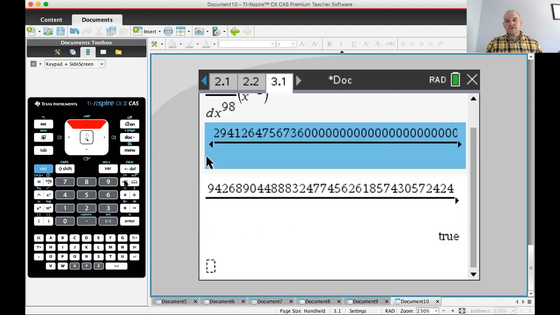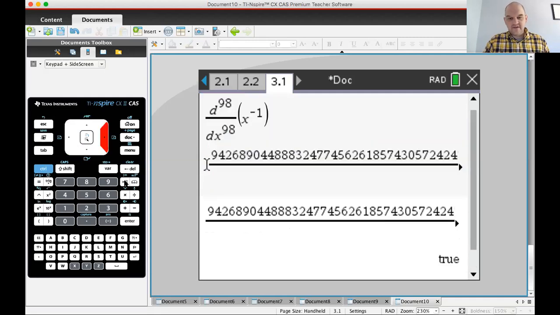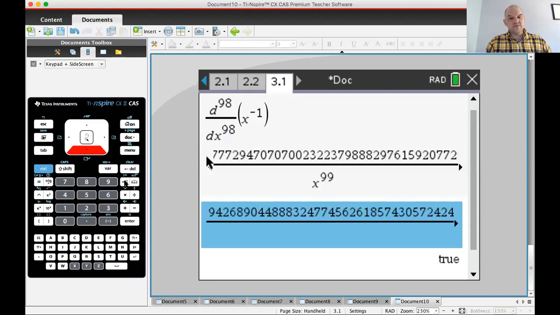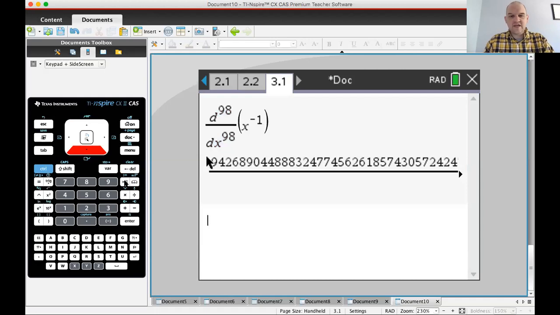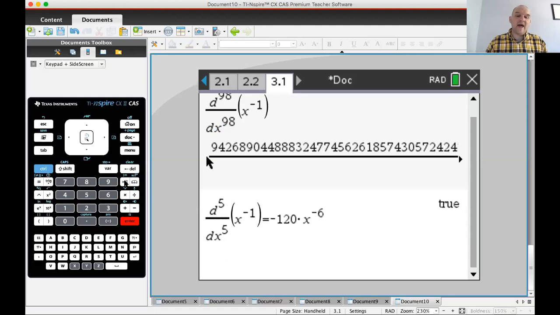Okay, so it worked. I'm not going to make you watch this, but the calculator, not so conveniently, has expanded 98 factorial, which is great, right? It's amazing that it can do it, but it's not super useful in the grand scheme of things. We could test it out though. 98 seems a little high, but we thought the fifth derivative was going to be equal to negative 120 x to the negative 6. True. So our pattern works.